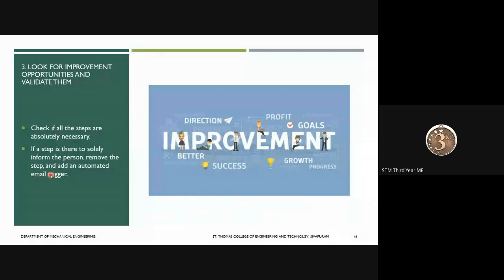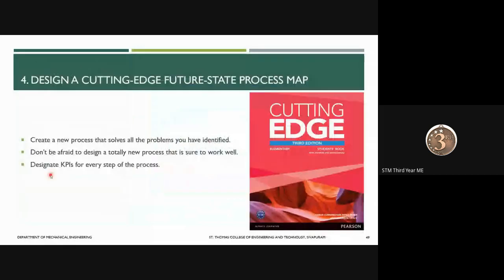Okay, that is another step under BPR. Next comes the last one: design a cutting-edge future state process map. So another way of implementing such a process is by updating technology. We always know that technology has been growing in a significant manner over the years, right? It is always growing. So introducing technology into a process also comes under BPR.